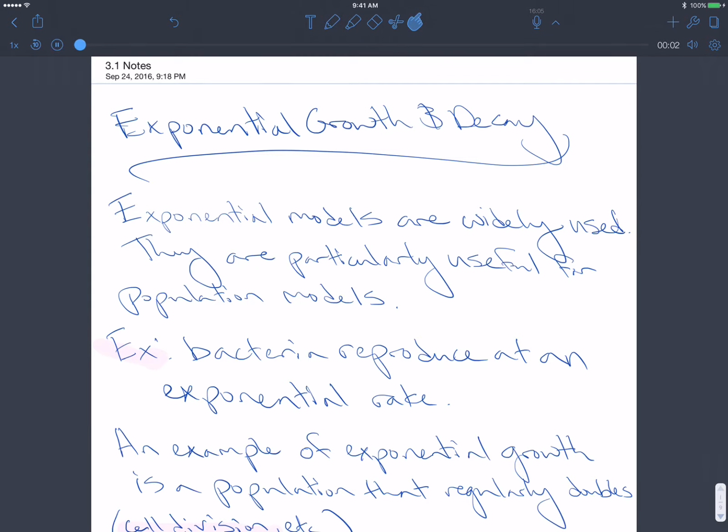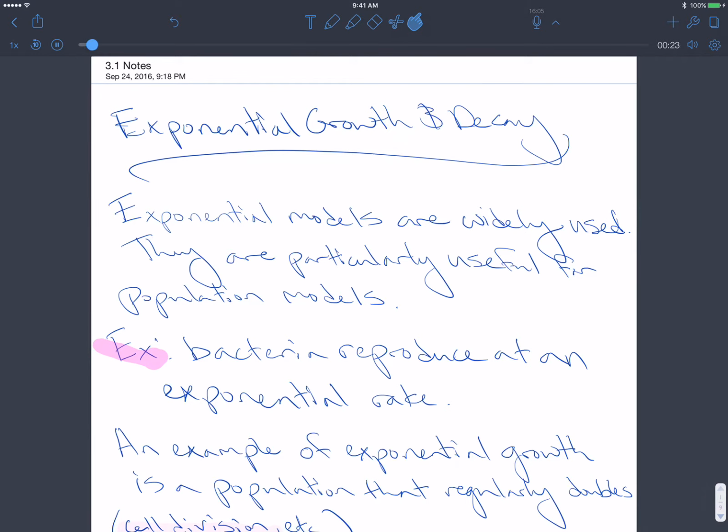Chapter 3. We are now venturing into exponentials. So we will talk about exponential growth and decay in 3.1. Specifically, we use a lot of exponential models to model physical systems and population models, i.e. bacteria reproduce at an exponential rate.